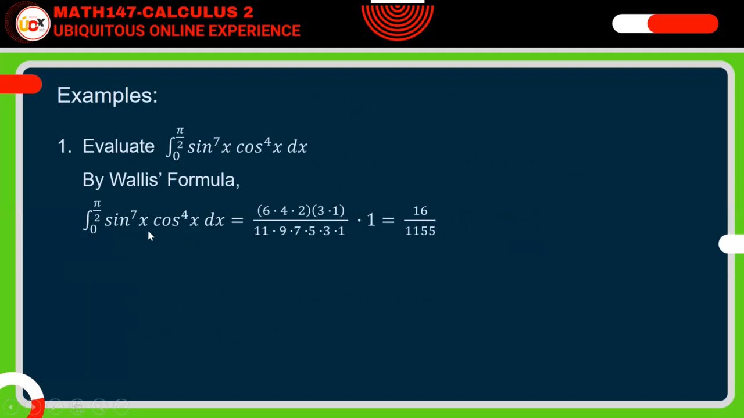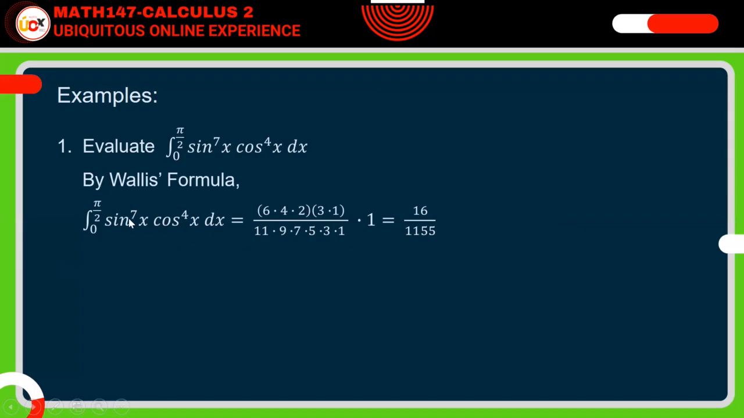So the integral is, okay, so we start with 7 minus 1, which is 6, subtracting 2 at a time until we reach 2. So 6 times 4 times 2. Then we multiply it by the factors starting with 4 minus 1, which is 3 times 1, subtracting 2 at a time also.